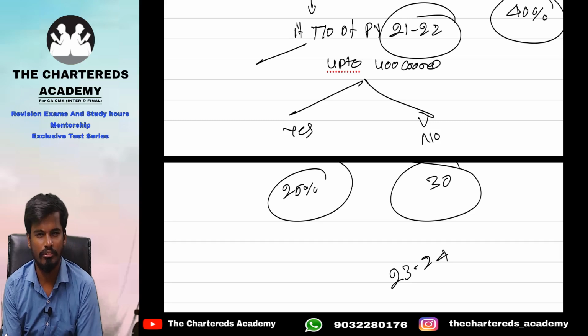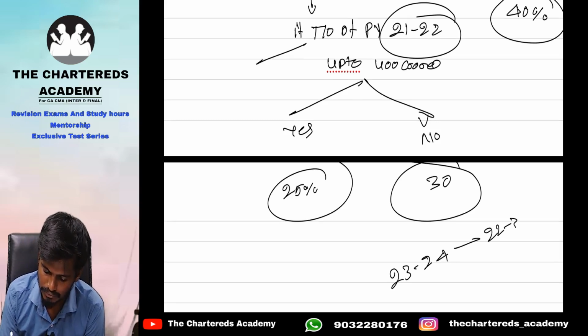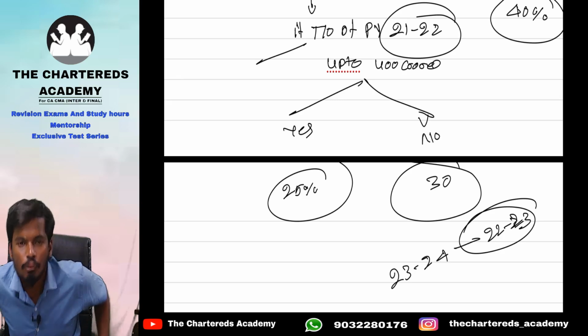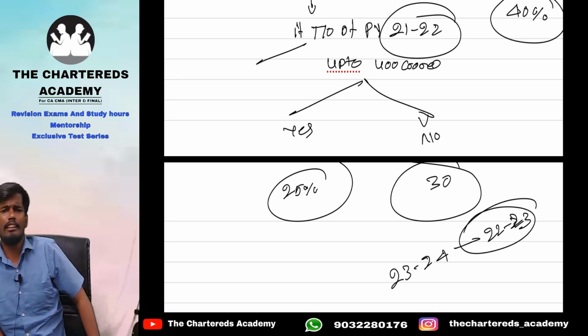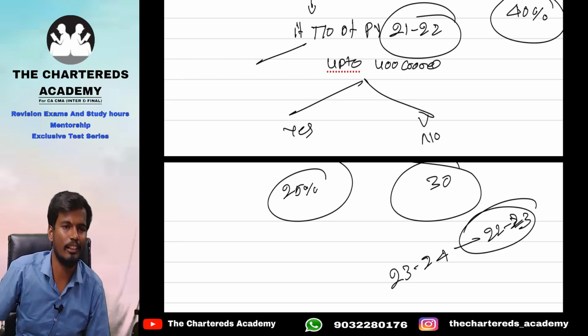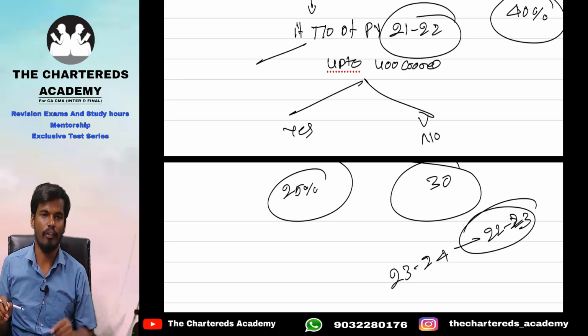So we are trying to take the turnover of at least 22-23 now, for putting any limit criteria. Why does the Indian government take the previous year 21-22? Sir, to avoid the manipulation of the books of accounts.